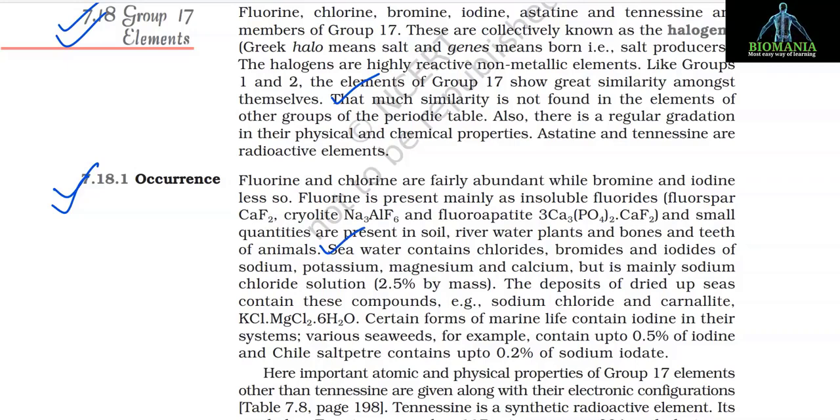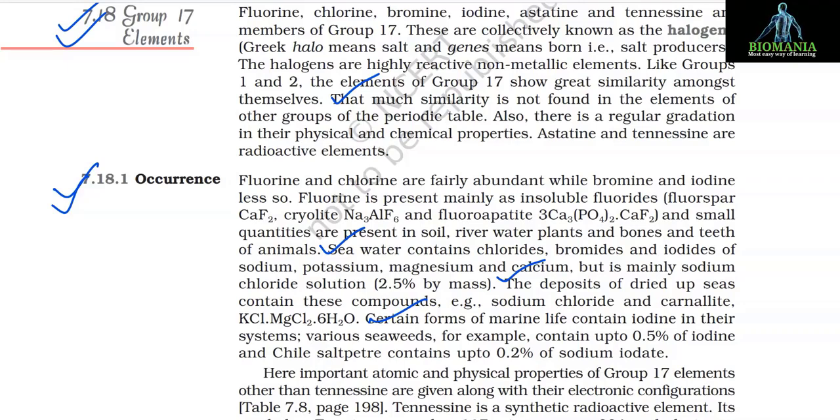Seawater contains chlorides, bromides and iodides of sodium, potassium, magnesium and calcium, but is mainly sodium chloride solution, 2.5% by mass. The deposits of dried up seas contain these compounds, for example sodium chloride and carnallite, that is KCl·MgCl2·6H2O. Certain forms of marine life contain iodine in their systems.